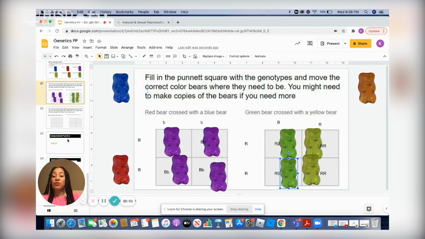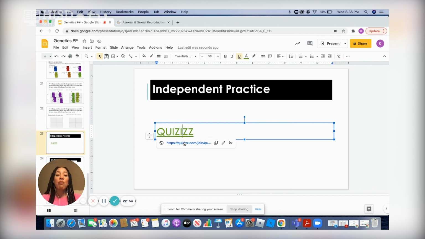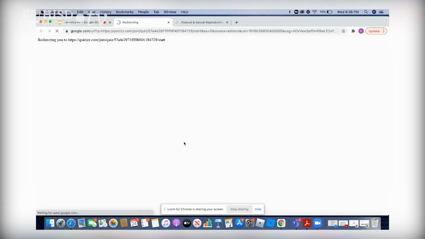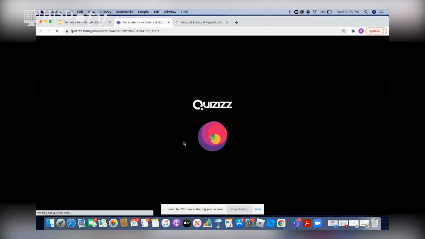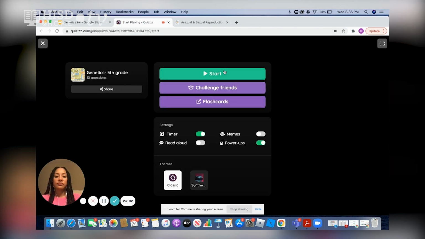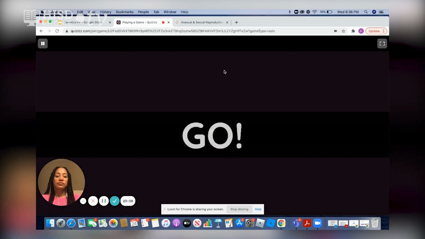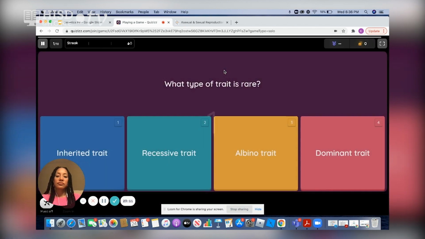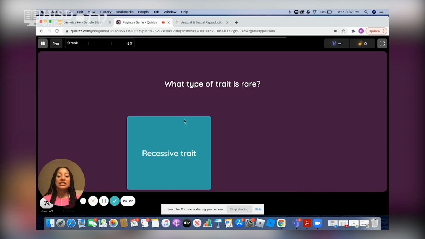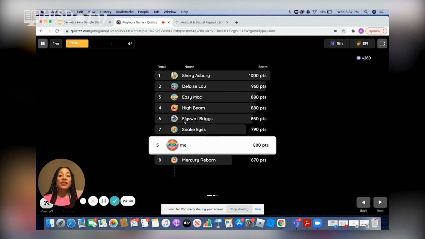Now, let's review what we did in a quiz and practice a couple more Punnett Square genetics and heredity questions. So what type of traits are rare? Is it inherited, recessive, albino, or dominant? Yes, exactly. Traits that are rare are called recessive.